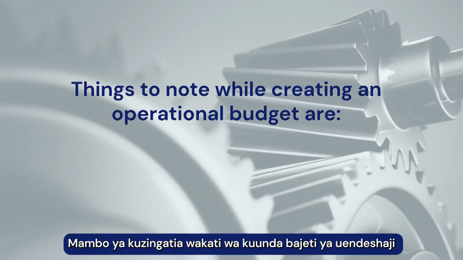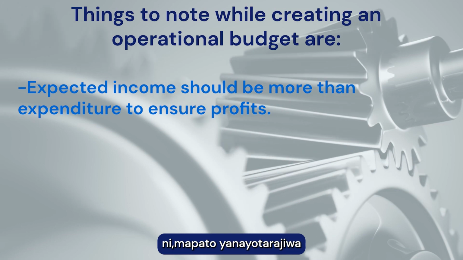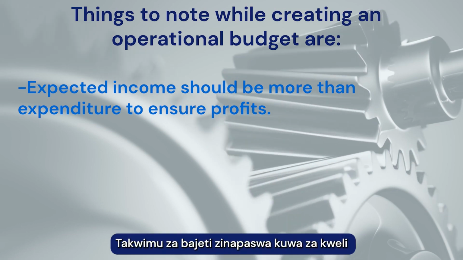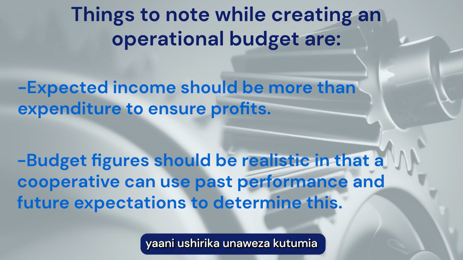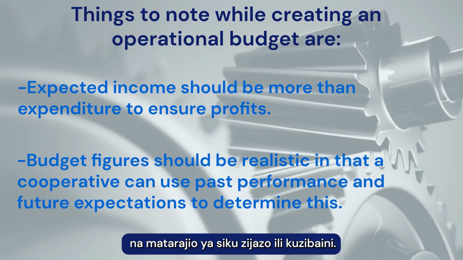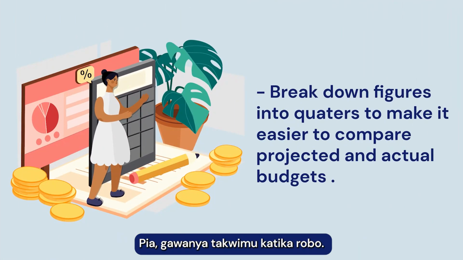Things to note while creating an operational budget are: expected income should be more than expenditure to ensure profits. Budget figures should be realistic. A cooperative can use past performance and future expectations to determine this. Also, break down figures into quarters to make it easier to compare projected and actual budgets.